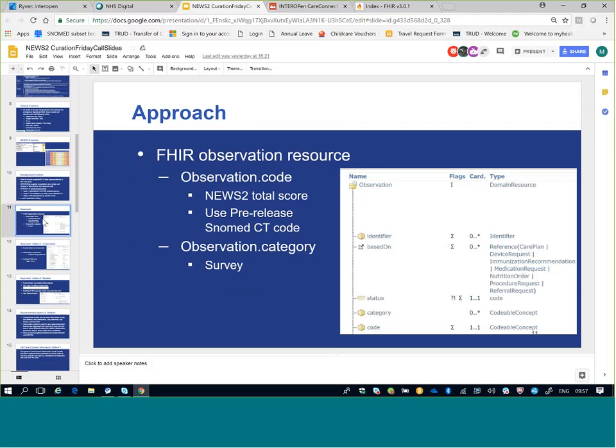So coming to the NEWS2 itself, let me go through the high-level approach. What we have used is the observation resource. FHIR has got a number of resources within it, including condition and procedures. We feel the observation resource is the best fit for NEWS2. As you can see, the observation resource in this picture has got a code element which will carry a SNOMED CT code for NEWS2 total score, and the value will carry the total score. There's also the category element, and if you go to the link of category, there are a few categories suggested by FHIR International. We have looked at the definition, and we feel survey, which comes closer to assessment tool, is the category we are recommending to use in this case.